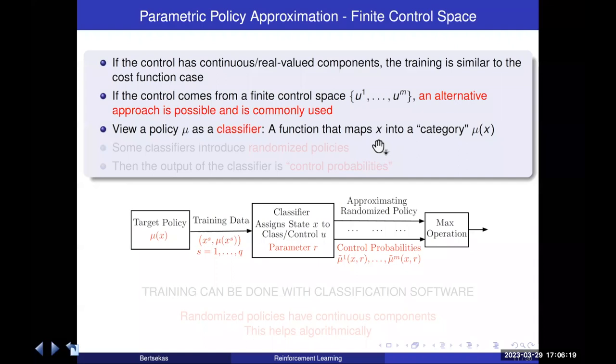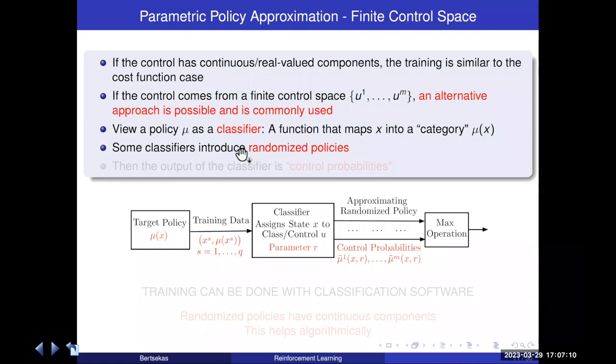So what's the classification? It looks at the population of states and classifies them into the categories of the subsets of states that correspond to the different controls. M categories, and the first category is a set of states for which you require control u1. The second category, the ones that require control u2, and so on. So the classifier makes a partition of the state space, and each part of the partition is a set of states where you use the corresponding control according to this policy. So a policy for the case of a finite number of controls is a classifier, and you can train it with classification software.